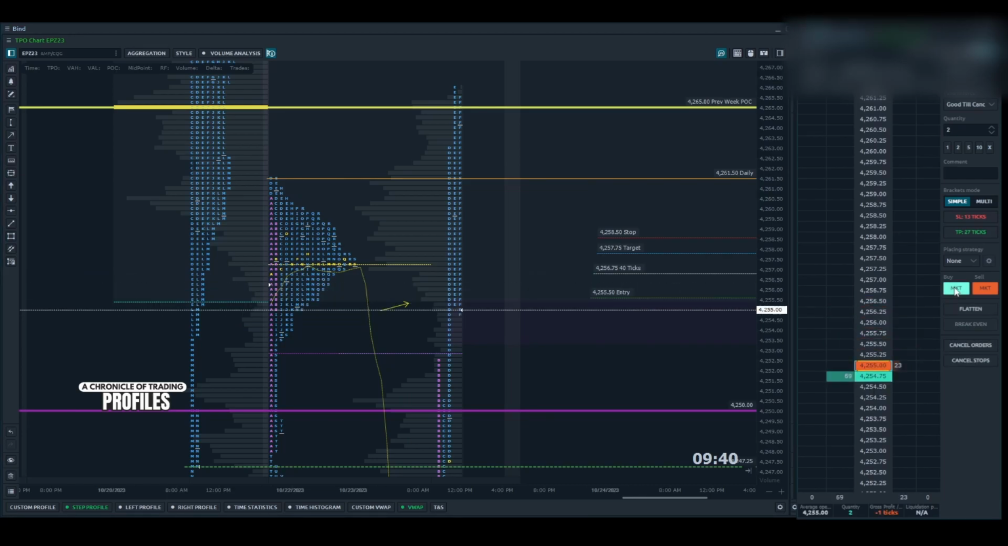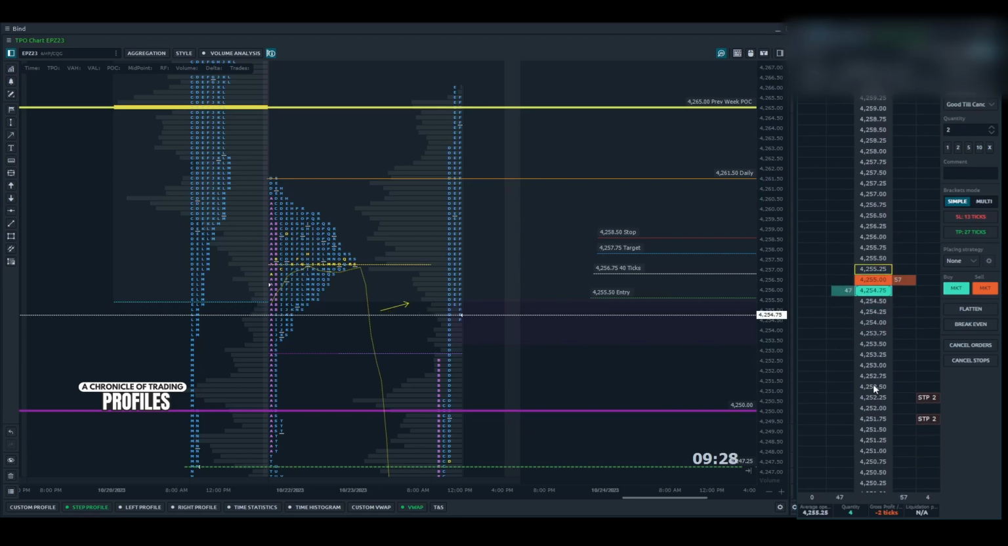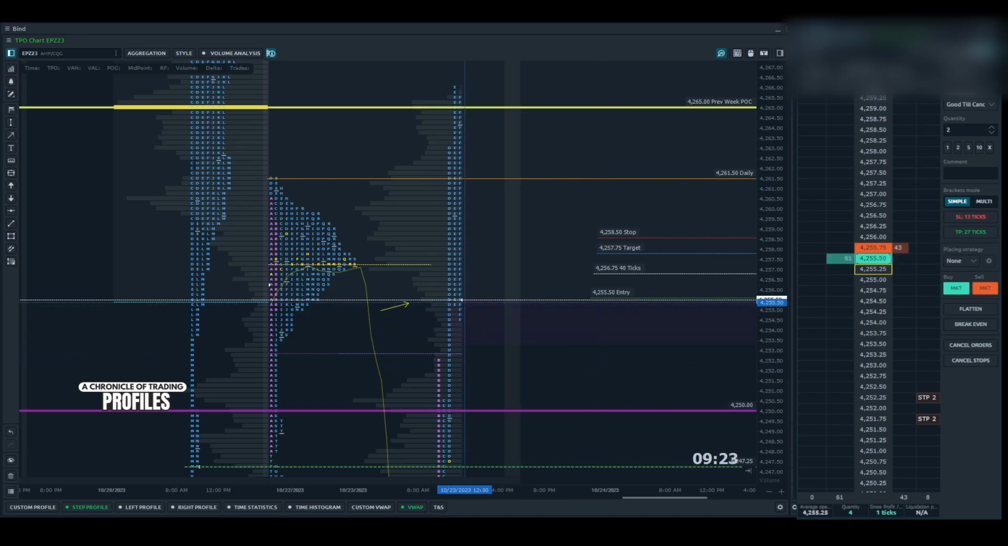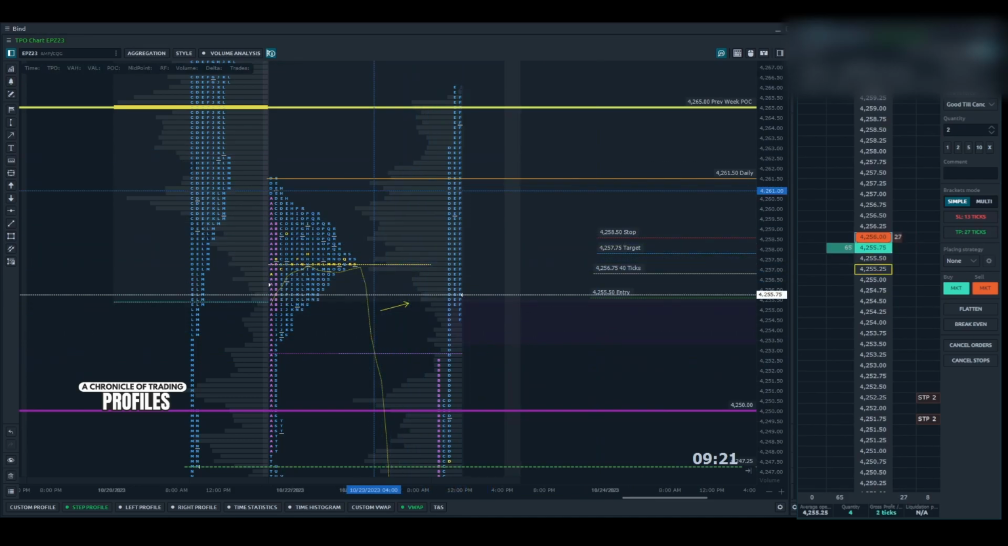Right there, it does it. I put my first set in. I'm waiting to see if it goes a little lower. I put my second set in. Right there, so I have two sets of two. Now I want to see this spring out of this low volume area, get back into this node.